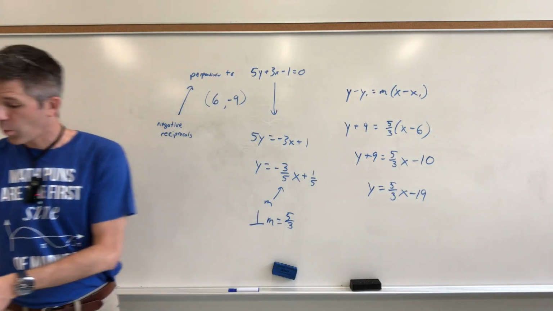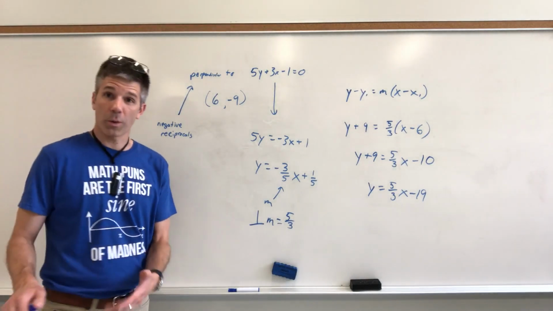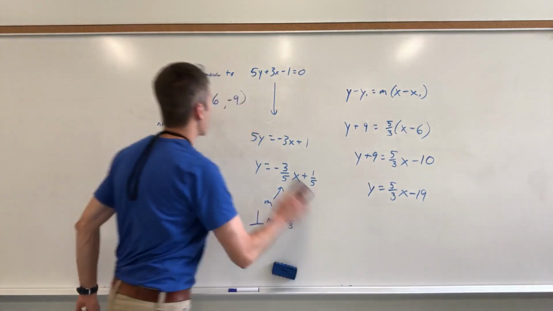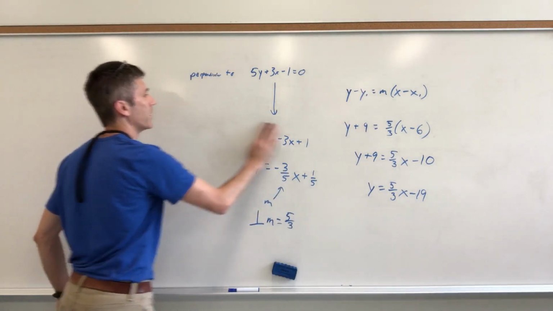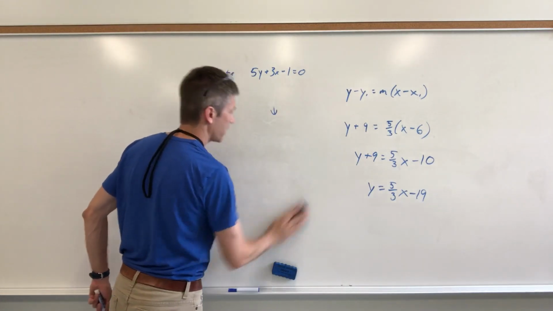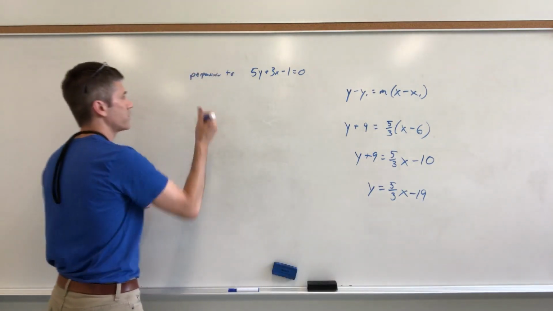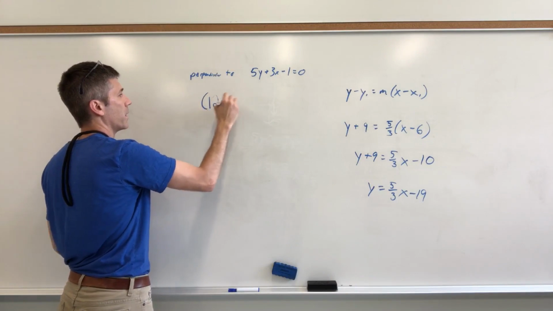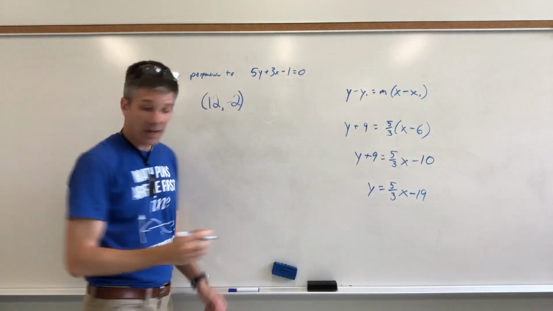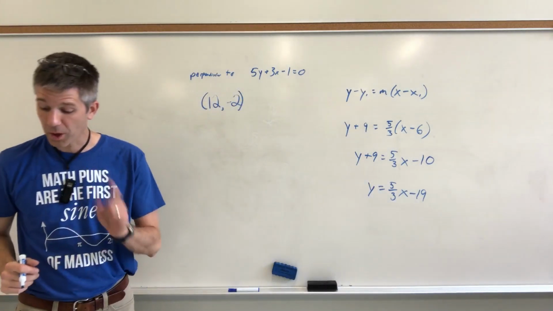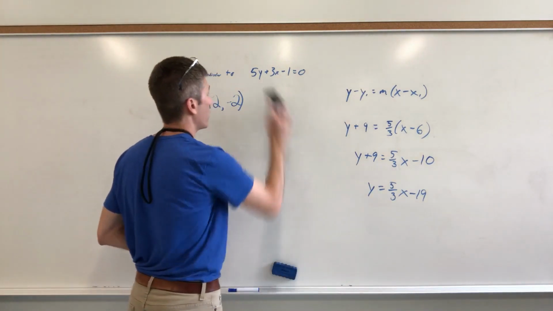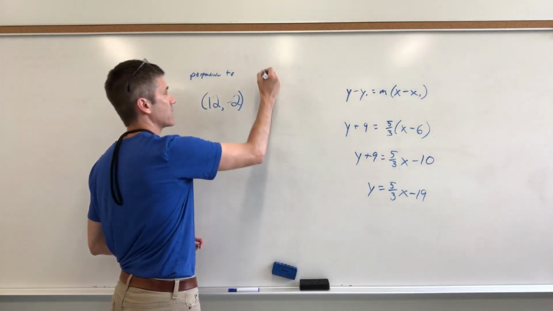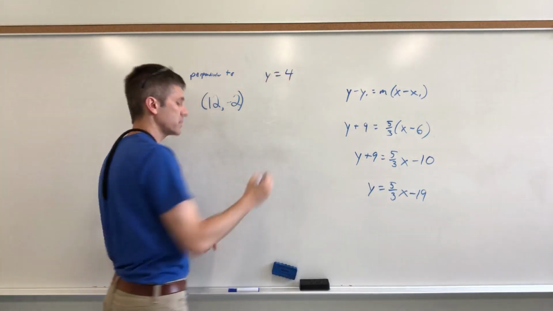So here goes. What is the equation of the line through 12, -2? So let me write that down. The equation of a line through 12, -2, and it's perpendicular to y equals 4. Perpendicular to y equals 4. Okay, well, let's think about this.